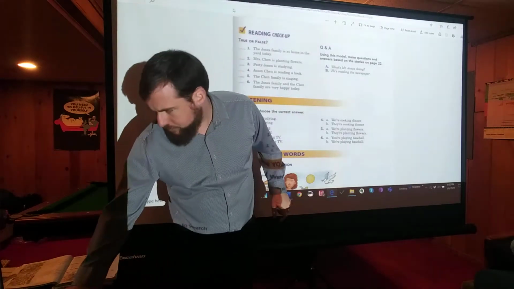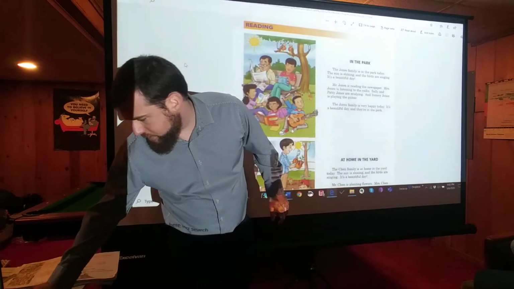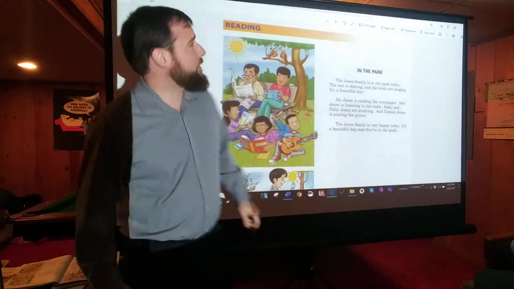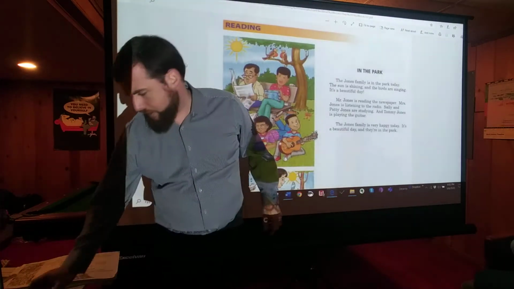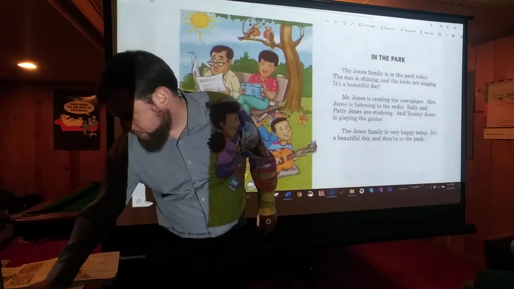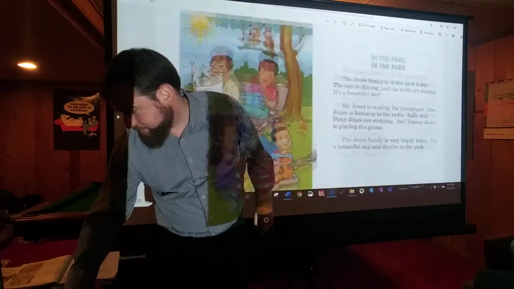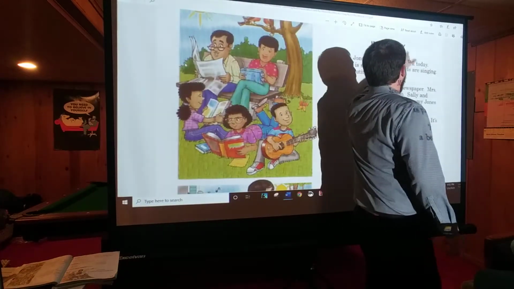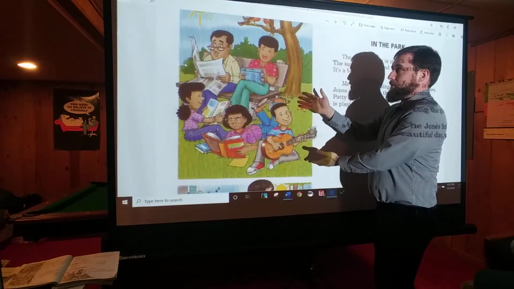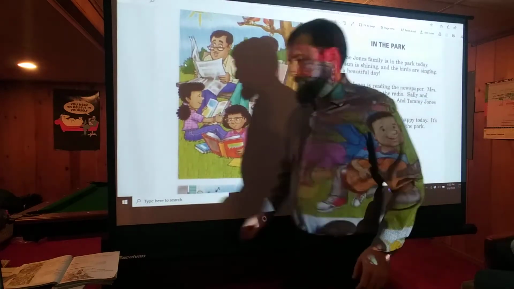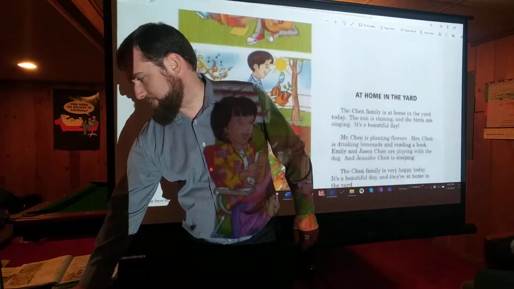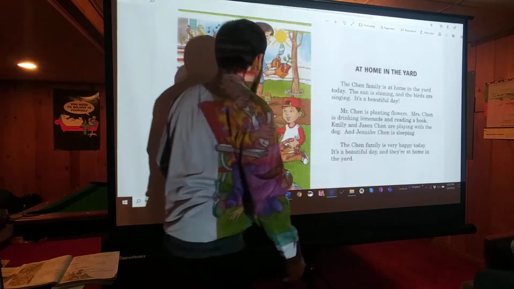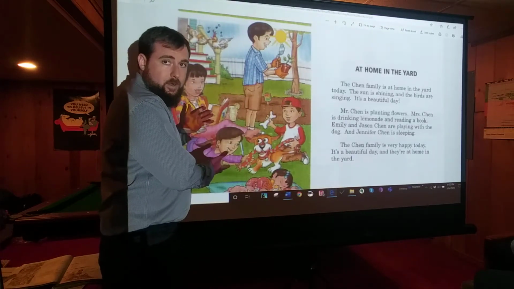All right. So, to complete this exercise, you are going to do some reading. At the top, that's what it says. Reading. As you'll see on this page, we have 2 stories with 2 pictures. Over here, it says, in the park, and we have a picture of a family in the park. And over here, we have at home in the yard, a family at home in the yard.